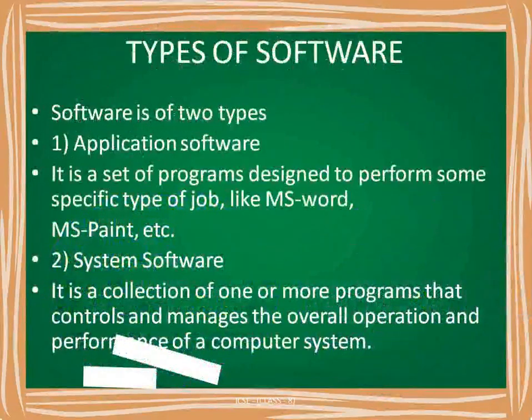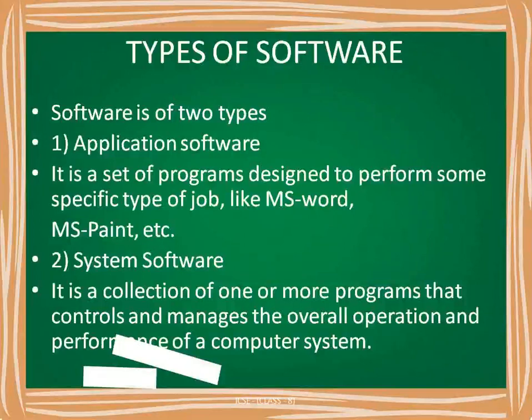Next point comes types of software. Software is of two types. One is application software and the second one is system software. Application software means what? Application software is designed to perform a specific task, a specific type of job. So that is all application software.